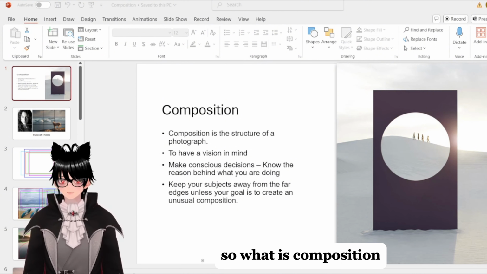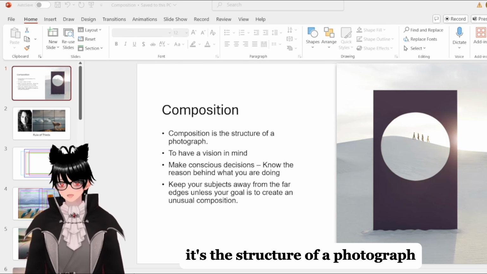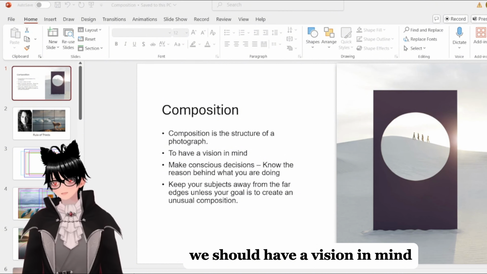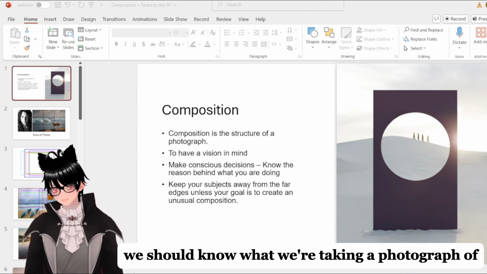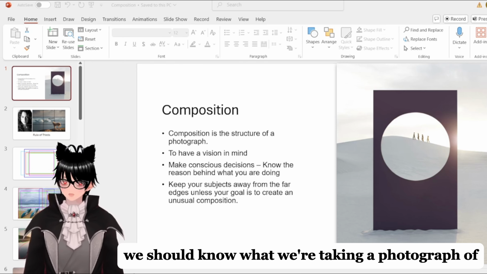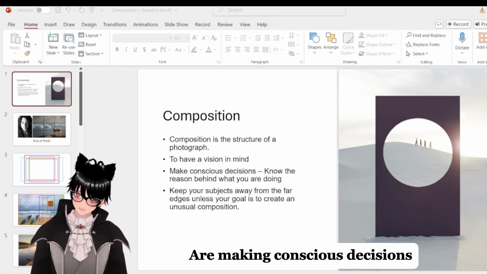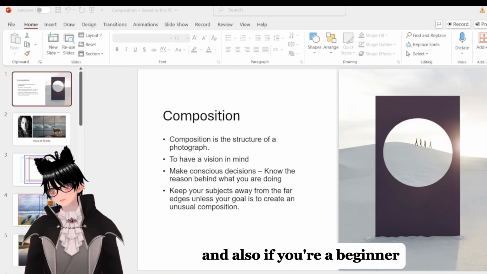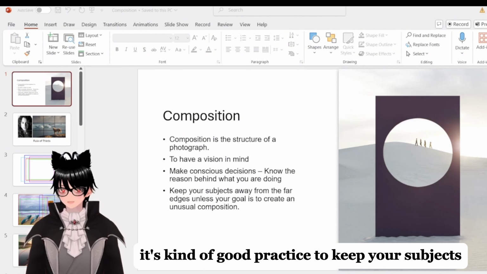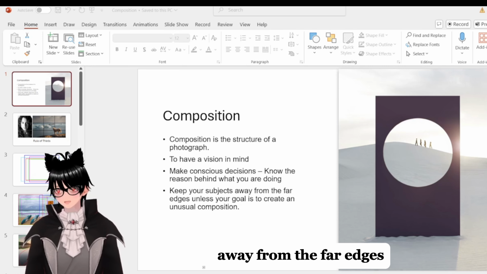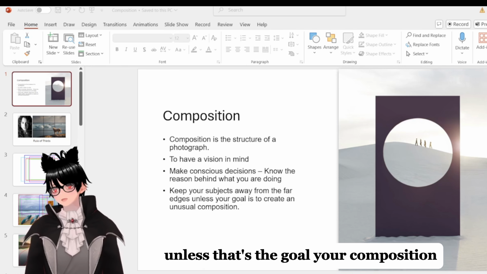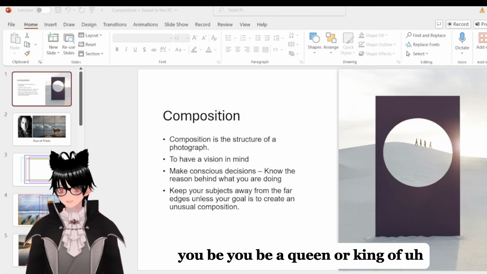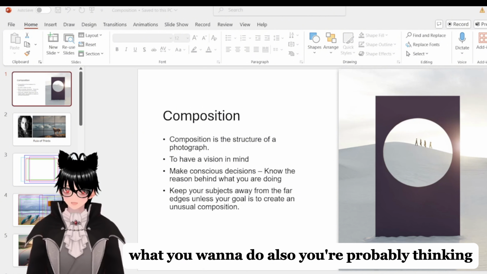So this is going to be about composition. So what is composition? It's the structure of a photograph. Obviously, if we're taking a photograph, we should have a vision in mind. We should know what we're taking a photograph of, making conscious decisions, knowing the reason behind what we're doing. And also, if you're a beginner, it's good practice to keep your subjects away from the far edges, unless that's the goal of your composition. You be you.